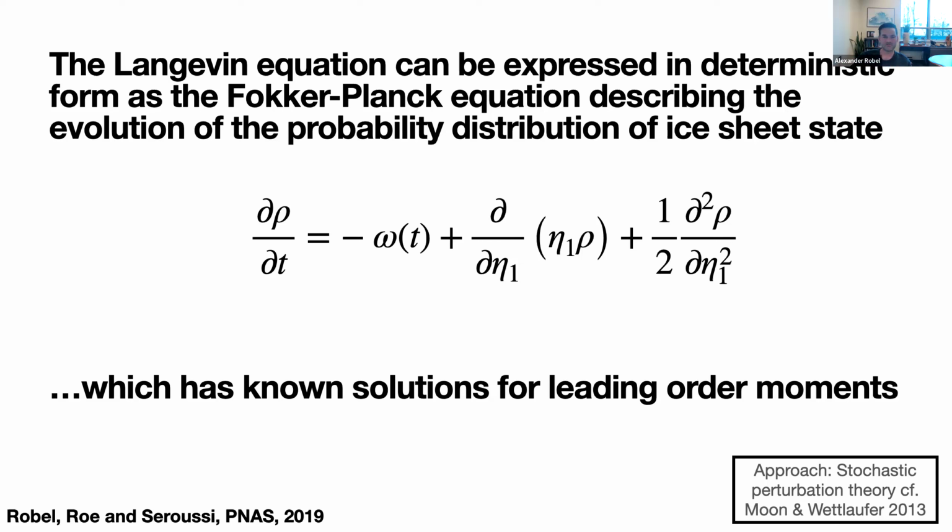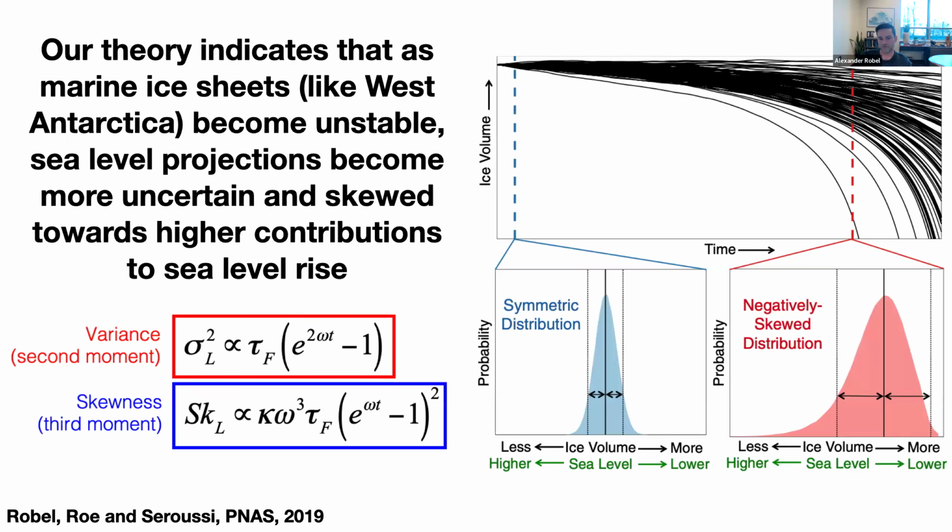And the Fokker-Planck equation, which has been around for a very long time in physics, has known solutions for the leading order moments of the system, right? And so this is where it can become very useful to us, because what we do in this paper is we can have a theory for the spread of possible states of the ice sheet. That's the second moment of that distribution that we had on the last slide. And then also the skewness of that distribution, right? Whether it's skewed towards potentially more ice sheet mass or less ice sheet mass.